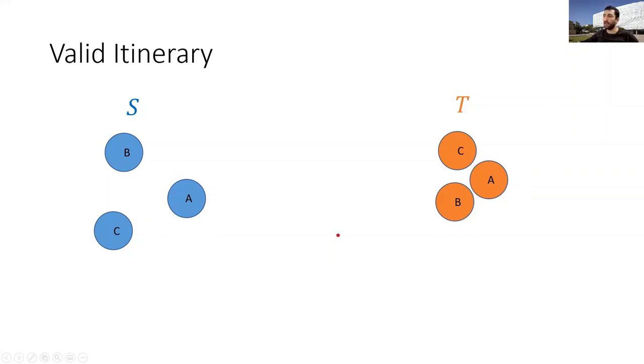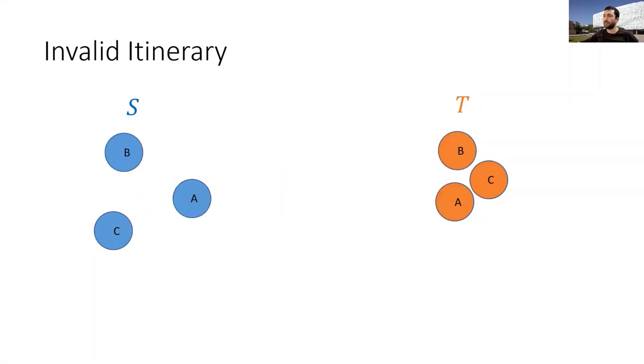A valid itinerary will be a sequence of moves that has no collisions. An invalid itinerary will have collisions. As you can see, the last disk that moves, which is C in that case, collides with the other two disks.